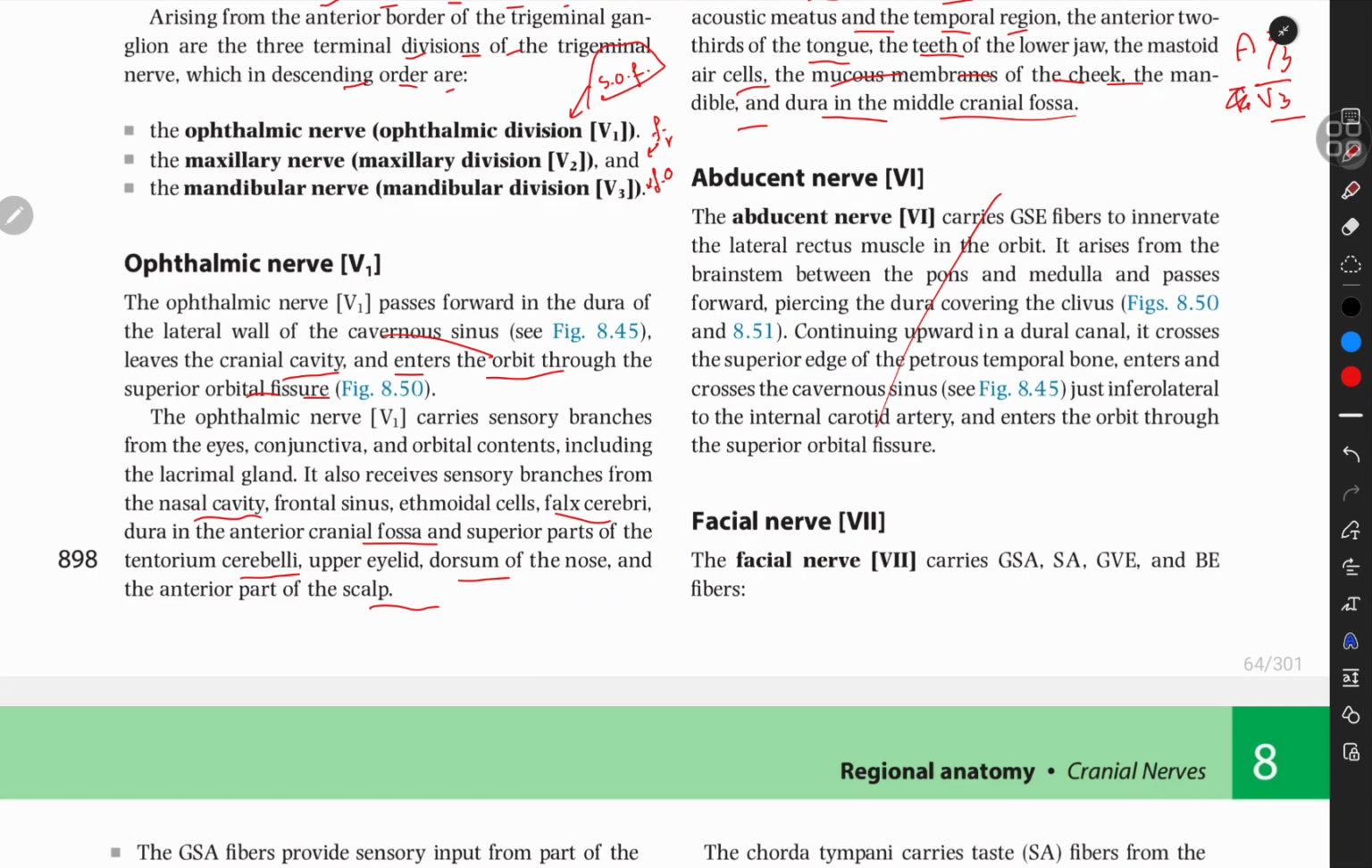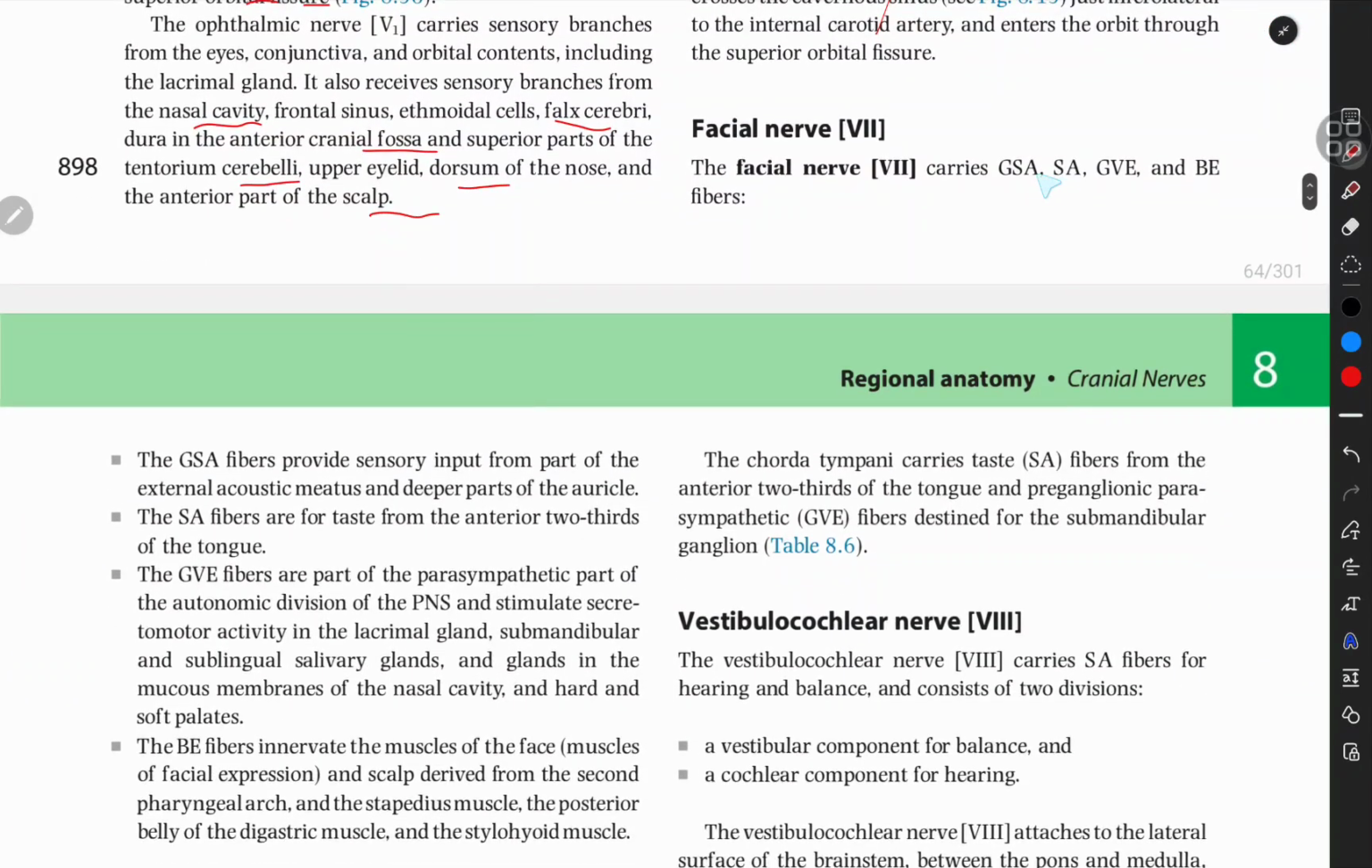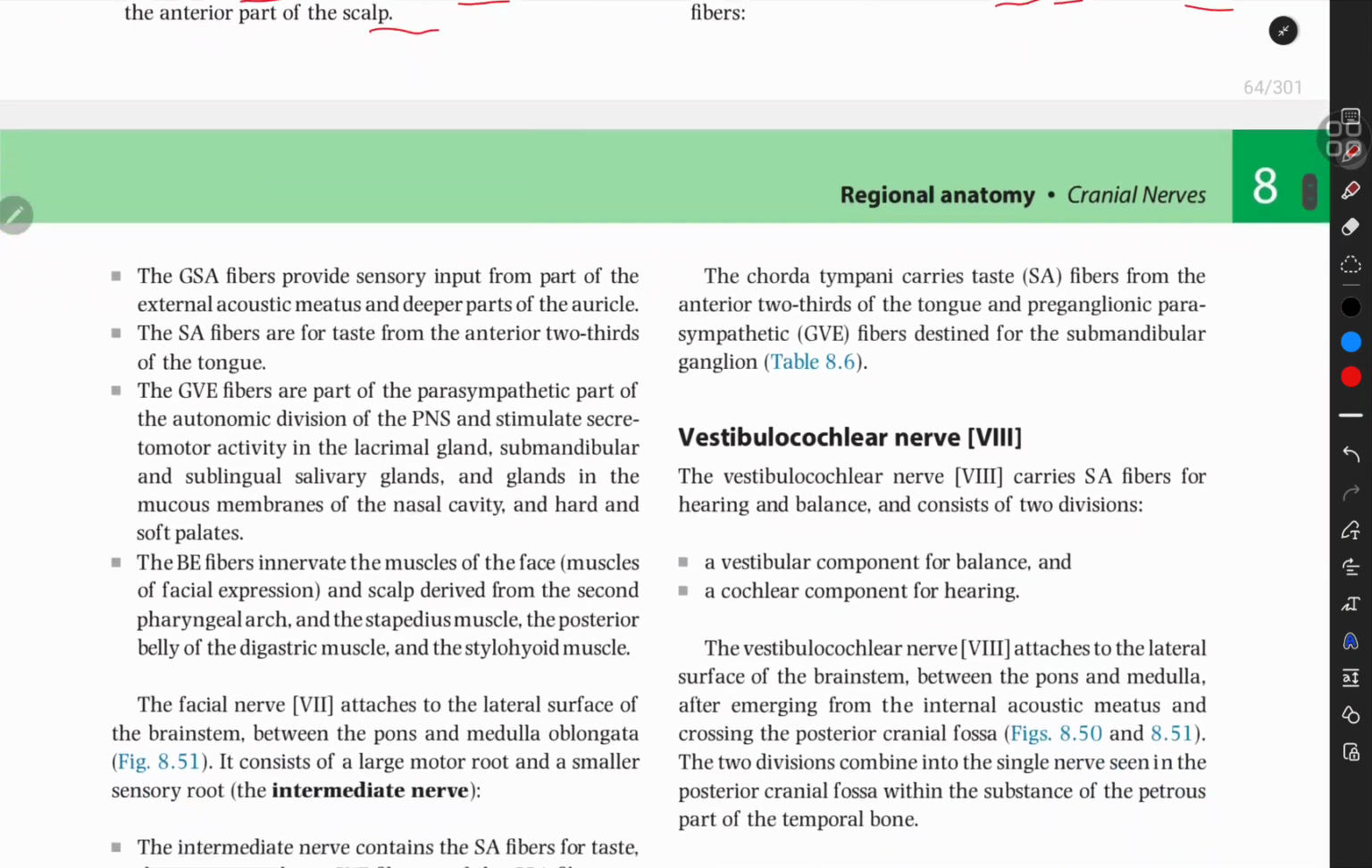The abducent nerve is not included in the syllabus right now. The facial nerve carries general somatic afferent, special afferent, general visceral efferent, and branchial efferent fibers.